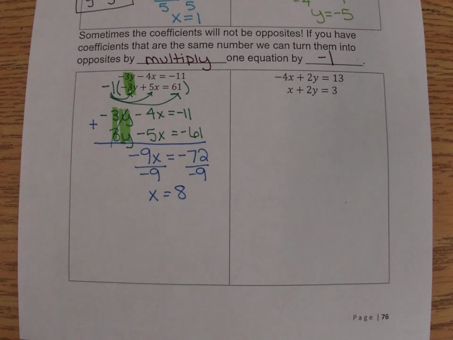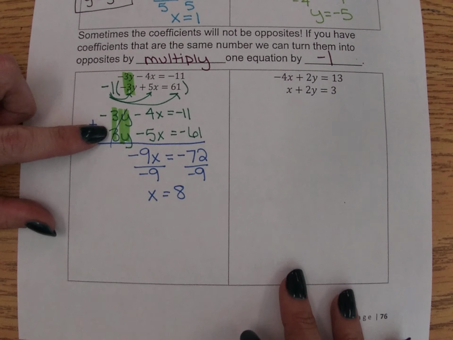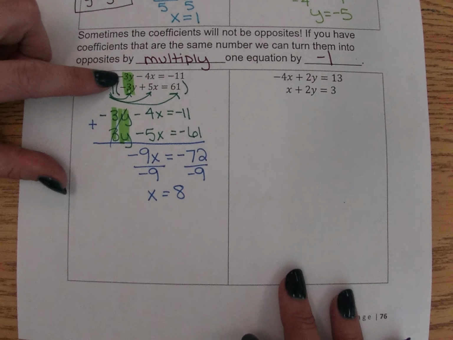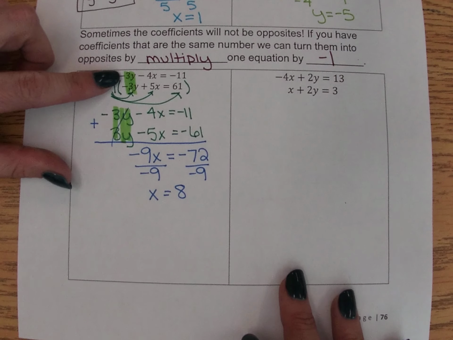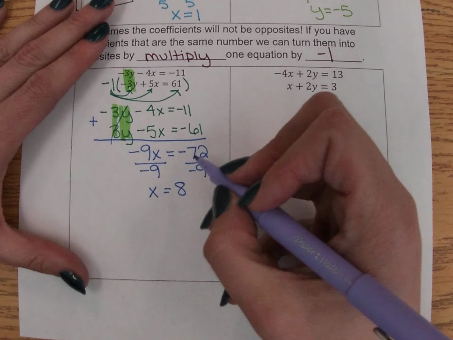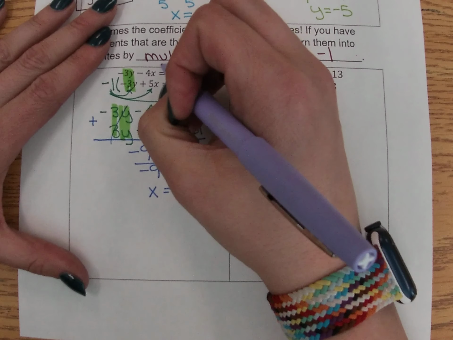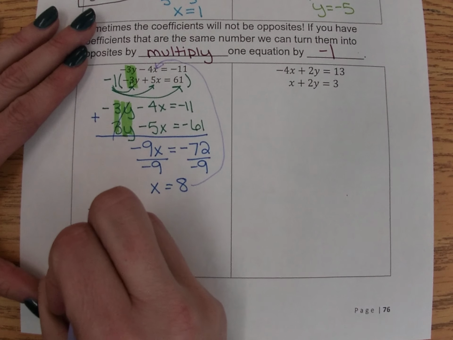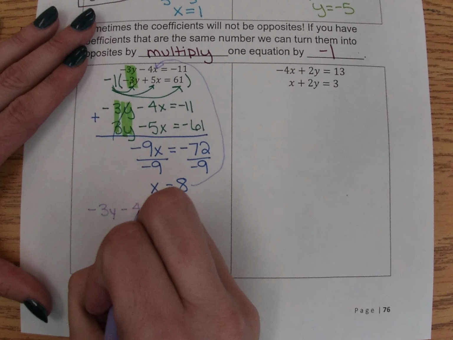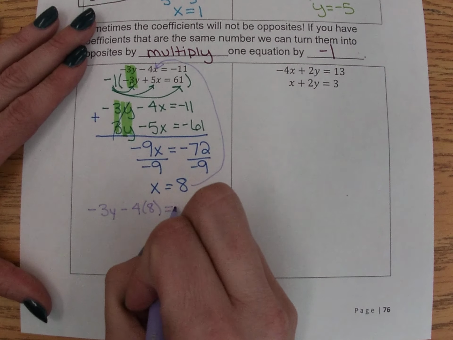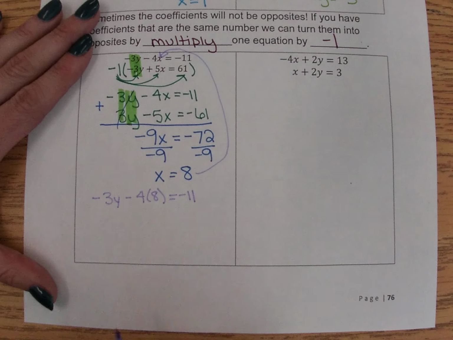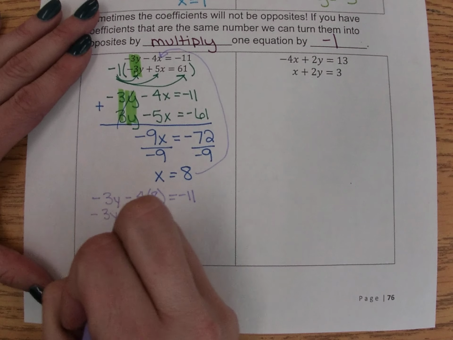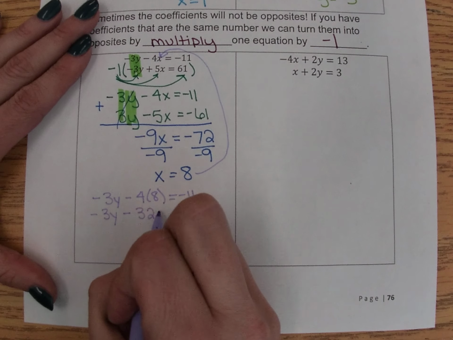But I'm not done. As always, I need to take this and plug it back in. You can plug it into one of the equations where you multiplied, or you can plug it into the equations that were originally there. It does not matter. Just for the sake of sticking to what I've been doing, I'm going to plug into that top one, and I'm going to plug in for x. So I have negative 3y minus 4 times 8 equals negative 11. So I have negative 3y minus 32.